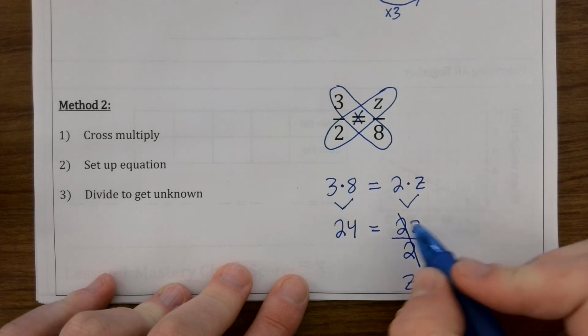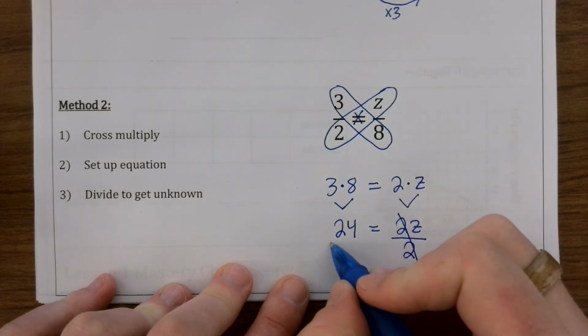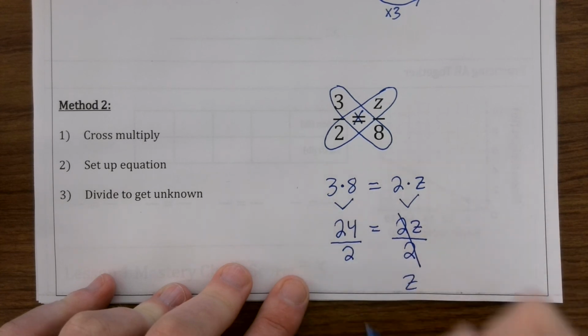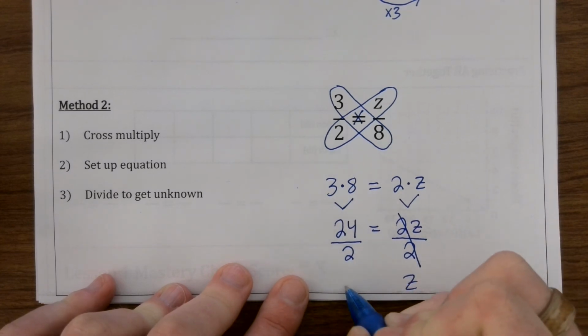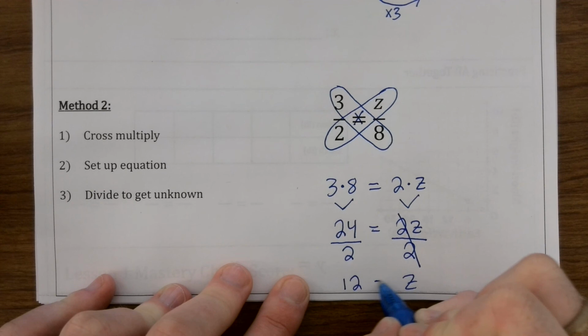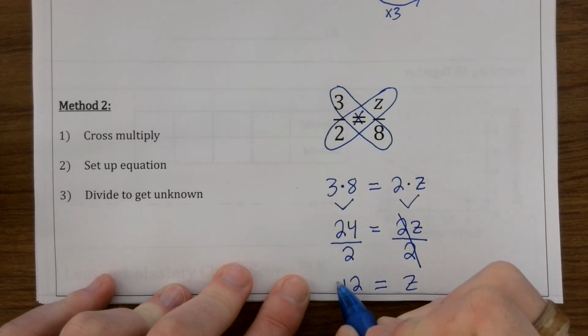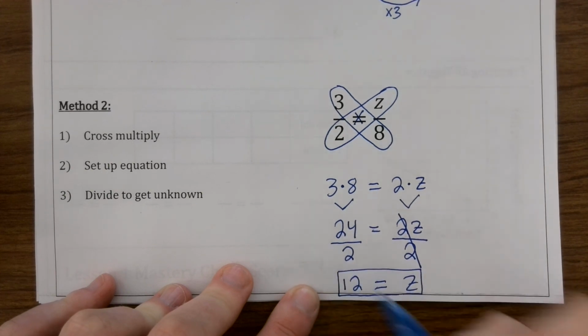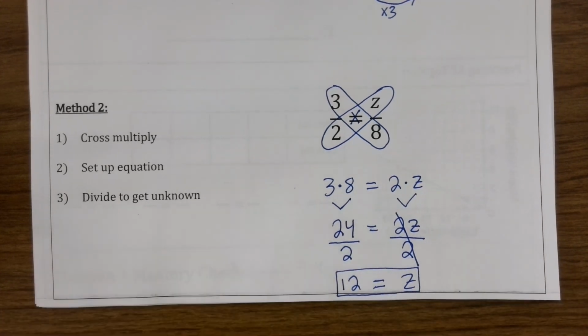But if I divide this side of the equation by 2, I also have to divide this side of the equation by 2. 24 divided by 2, you can use a calculator, gives you 12. And here you have z equals 12, or 12 equals z. All right, move on to the 3.1 watch and write.